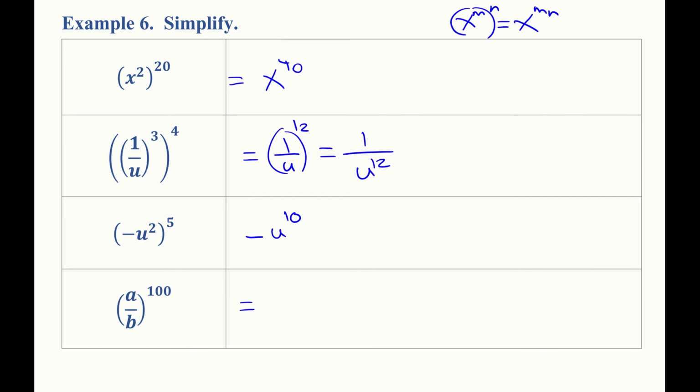For this one, we know we're just going to get 100 factors of a over b. That's just going to give us a to the 100 over b to the 100. Now, the only way this could really be related to this rule at all is if we think of this as a over b to the power of 1 and then raised to the power of 100. I'm not sure what I was thinking when I put this example here, but anyway, this is how it's done. We'll just let it be.